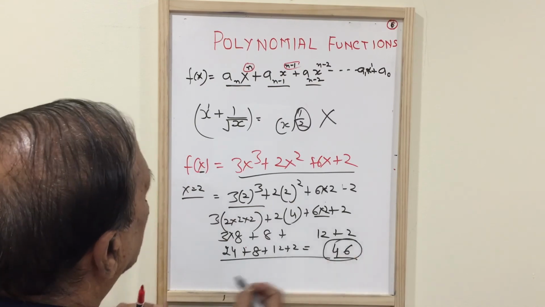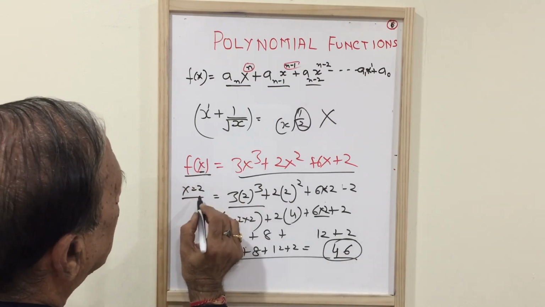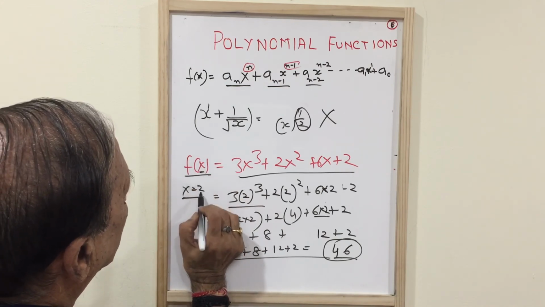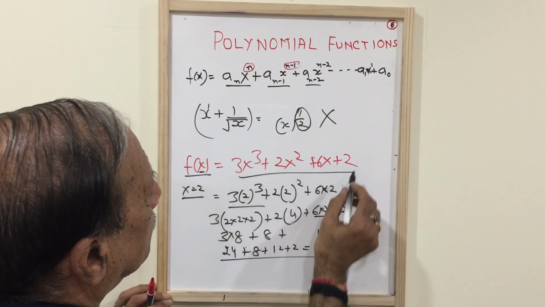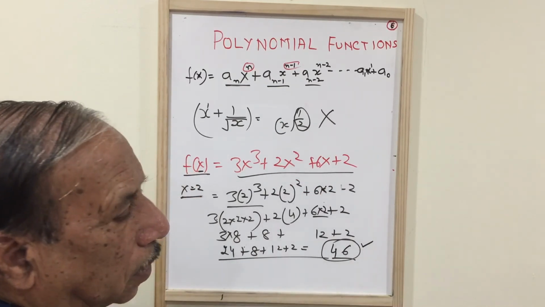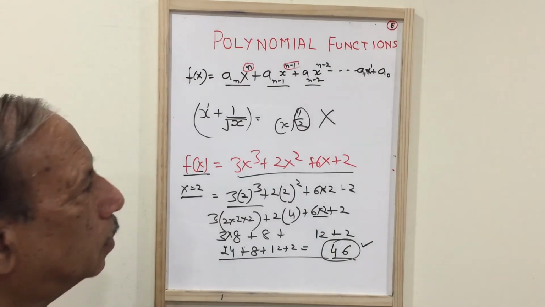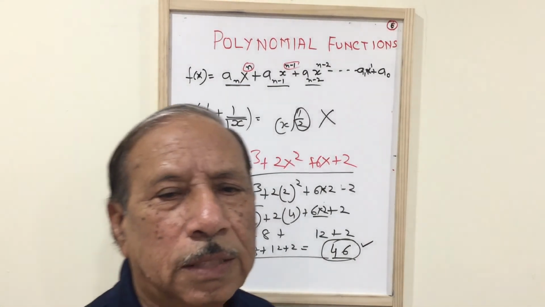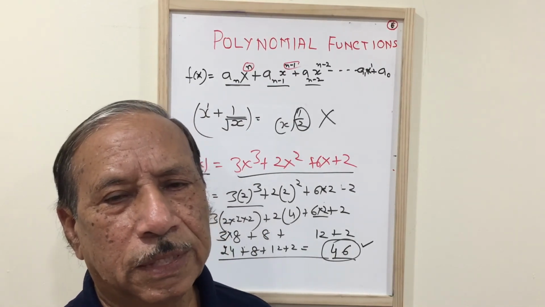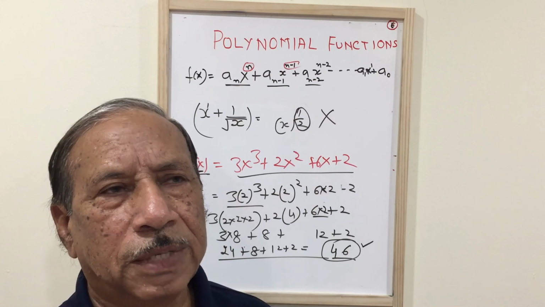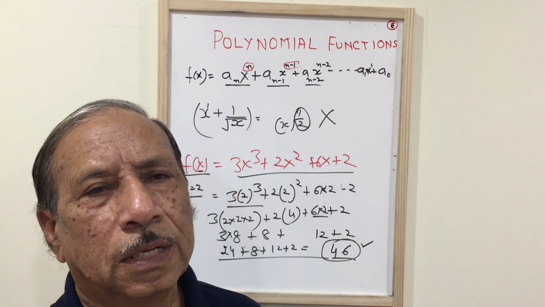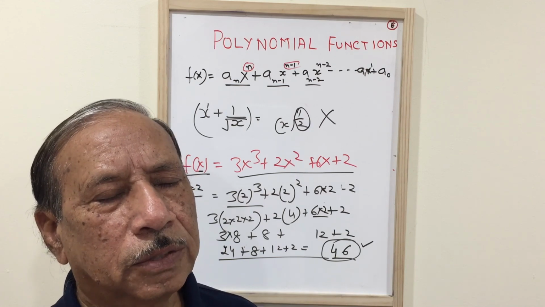So the polynomial function with x variable value 2, if we put it in this equation, then the answer will be 46. Like that you can solve different equations and you can find out what the variables are, what the value of the variable is, what the value of the coefficient is, and what the value of the exponent or degree is. So like that you can solve all these equations.